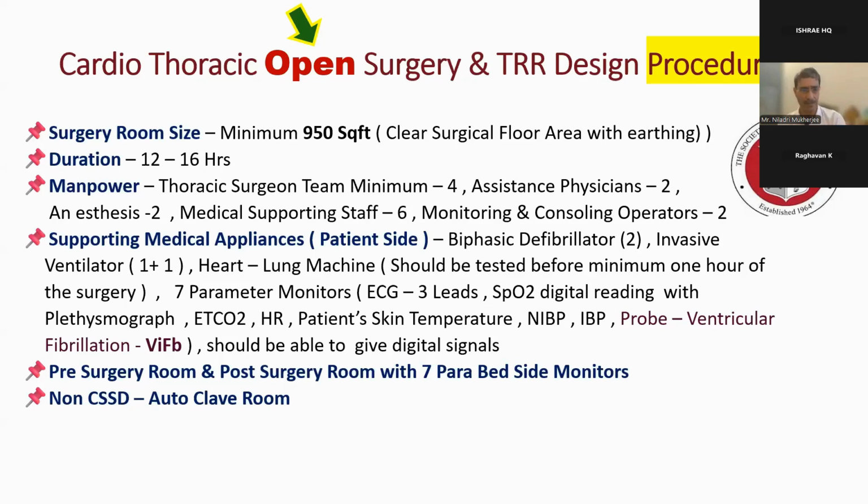This is required: supporting medical appliances. How many medical appliances are required? You can understand how much electrical dissipation can happen. Biphasic defibrillator 2. Invasive ventilator 1+1. Heart-lung machines. 7 patient monitors: SpO2 digital reading with seismograph, ETCO2, HR, patient skin temperature, NIBP, IBP probe, ventricular fibrillation probe. This is called VIPB.